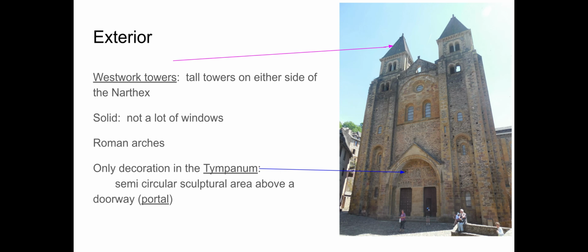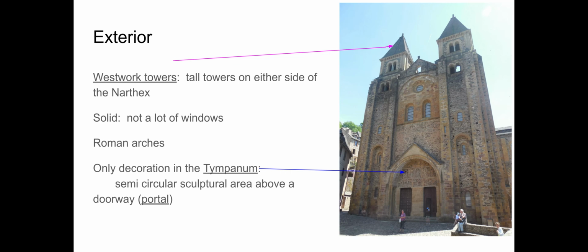Romanesque churches tend to be very solid, so you're not going to see a lot of openings, not a lot of windows, nor are you going to see a lot of architectural detail, like ornamental sculpture work on the church. And you don't see that here. It's pretty solid stonework, and that's it.